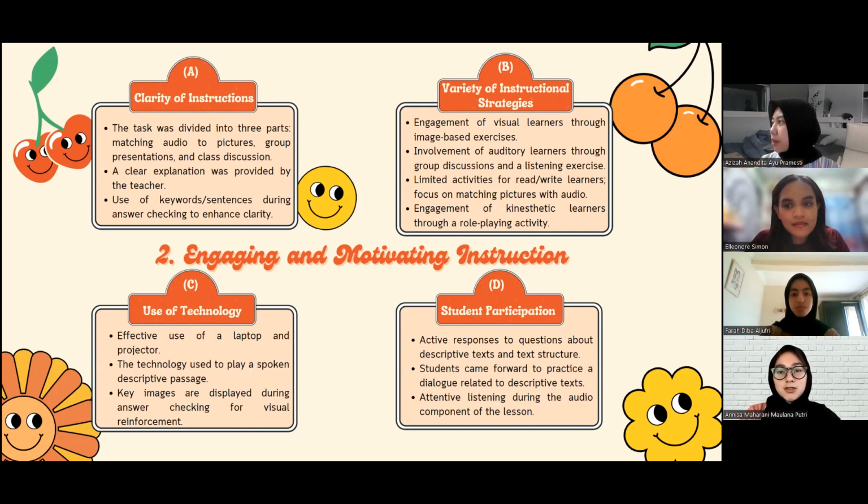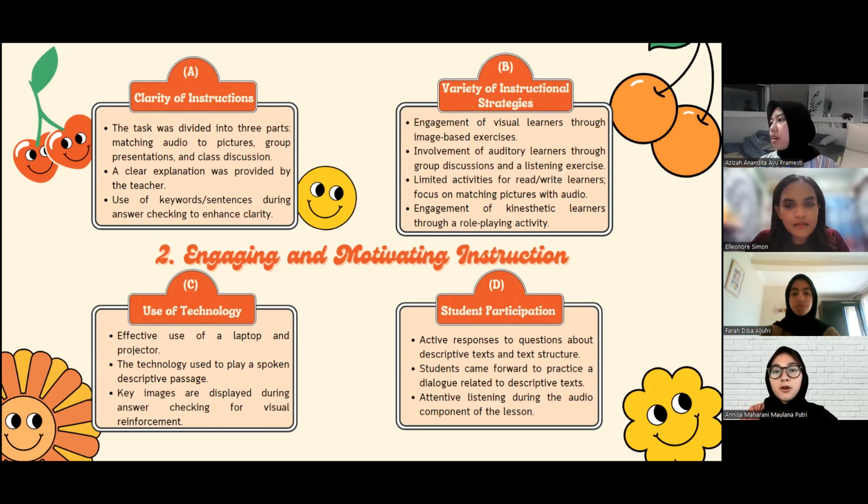The third element is use of technology. The technology was used effectively in the session, with the teacher using a laptop and projector to play a spoken descriptive passage and displaying key images during answer checking. This added a dynamic element to the class.